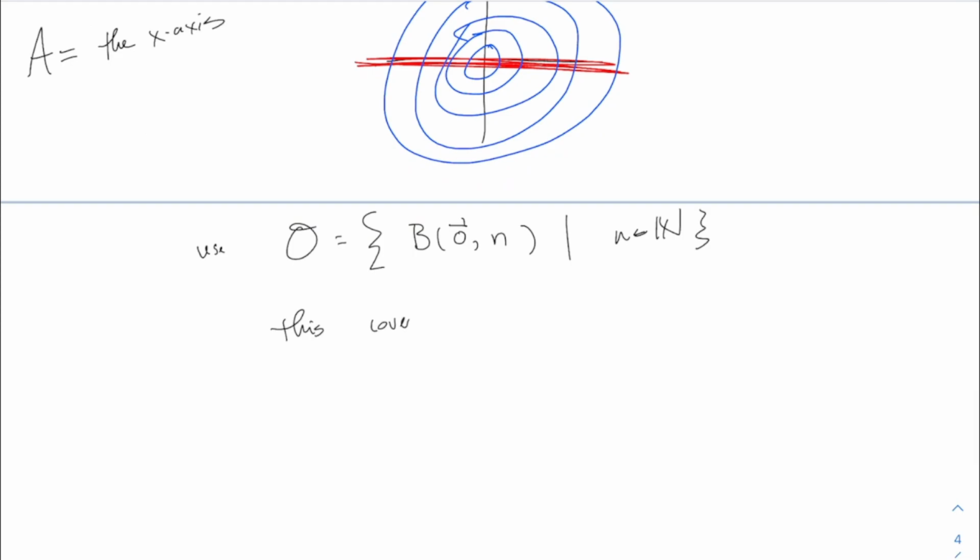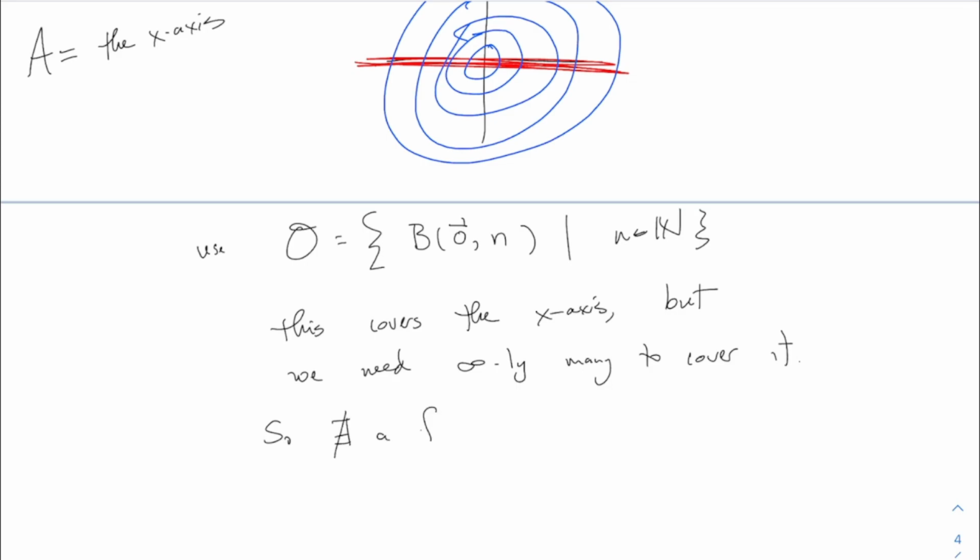So this is my open cover. This covers the x-axis. But we need infinitely many to cover it. So there does not exist a finite subcover. Great. I said I had two ideas. That was one of my ideas.